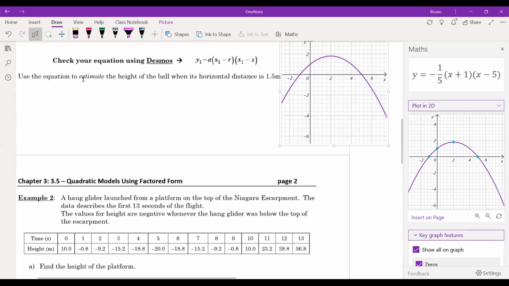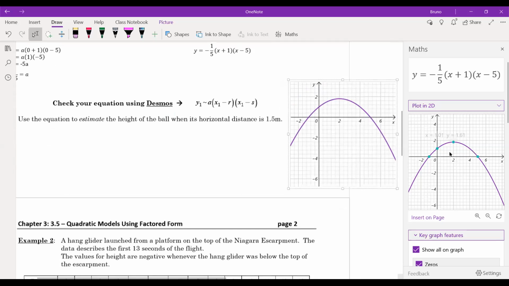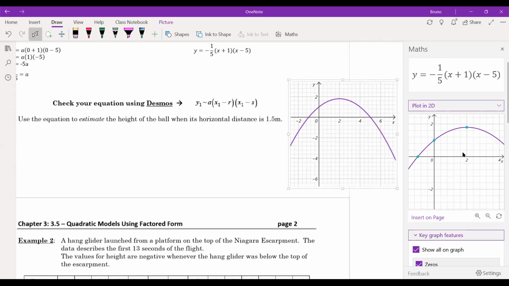But to use the equation to estimate the height of the ball when the horizontal distance is about 1.5 meters, well, that's simply using the graph. Now you can use some technology to do that too. So I can go through, and I'm looking for a horizontal distance of 1.5. So that's the x value has to be 1.5. 1.5 seems to be 1.75 according to the graph I'm getting in OneNote.